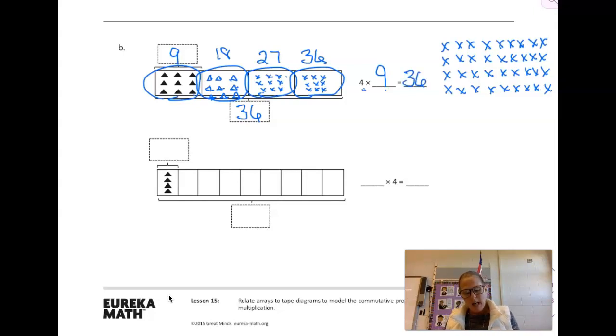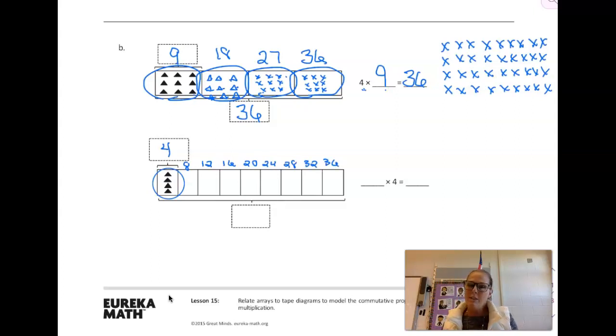Now down at the bottom, how many do we have in each group here? We have 4. There's 4 in each group. So we can skip count. We're getting good at skip counting by 4s, I think. So we're going to skip count 4, 8, 12, 16, 20, 24, 28, 32, 36.